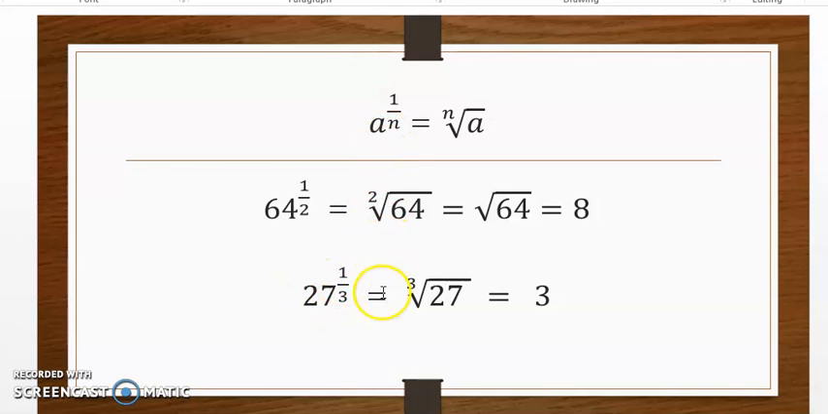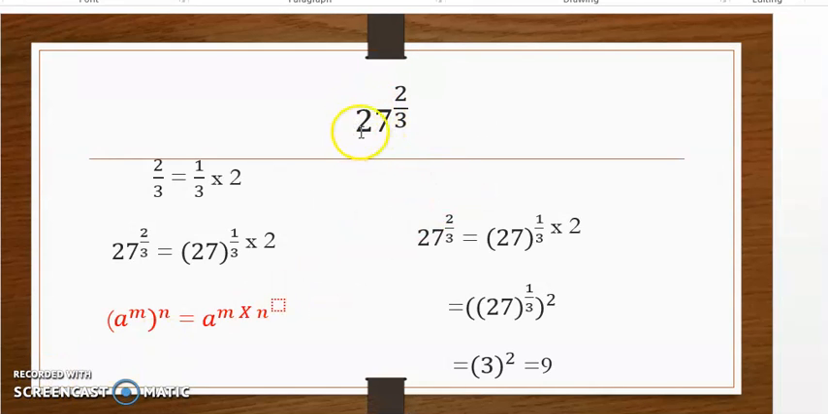27 to the power 1 by 3 is written as the third root, or the cubic root, or cube root of 27, which is 3. So I hope you understood the notion of what we mean when we raise a number to the power 1 by n. When a number a is raised to the power 1 by n, we actually mean the nth root of a.